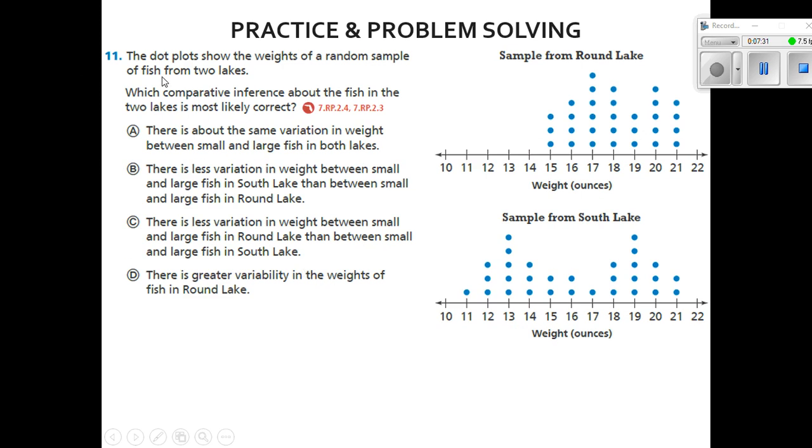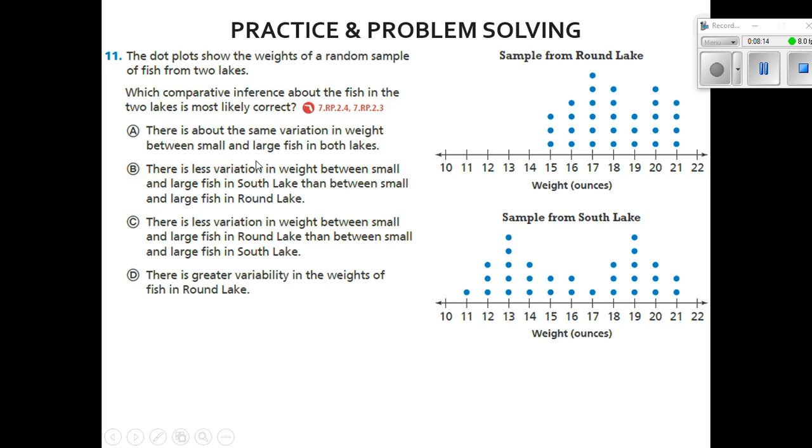Number 11. The dot plot shows the weight of a random sample of fish from 2 lakes. Which comparative inference about the fish in the 2 lakes is most likely correct? Over here, we've got a sample from Round Lake. And this is the weight of the fish that are caught, a range of 21 and 15. Well, 21 minus 15 is going to be 6. So that would be a range of 6. But a sample from South Lake shows a range of 21 minus 11, which is going to give us 10. And that's a much bigger range than 6.